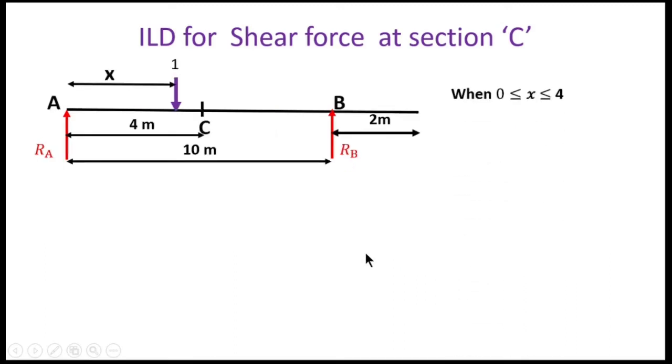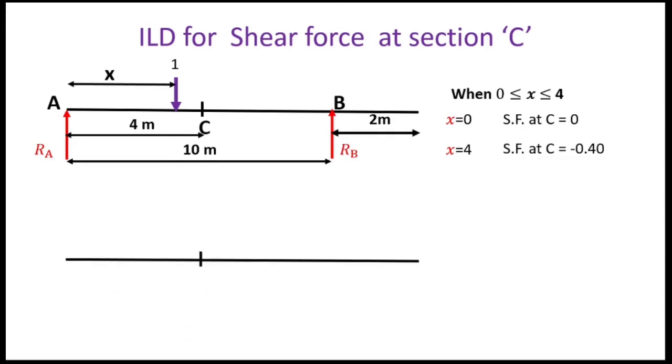When the limit is 0 to 4, x is equal to 0, shear force is 0. When x is equal to 4, shear force is minus 0.40. So draw the line equal to the length of the beam, and at x equal to 4, plot minus 0.4. Minus is below the line, and the ordinate is 0.4. Then join this line from 0 to 0.4, and below the line is negative.